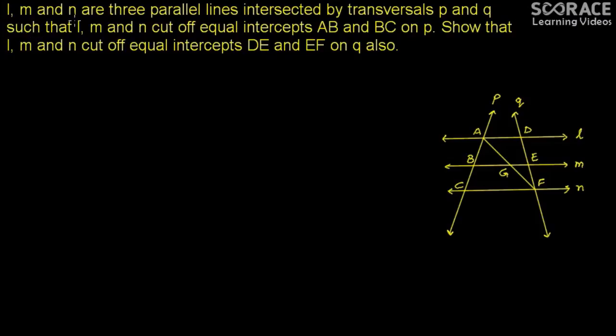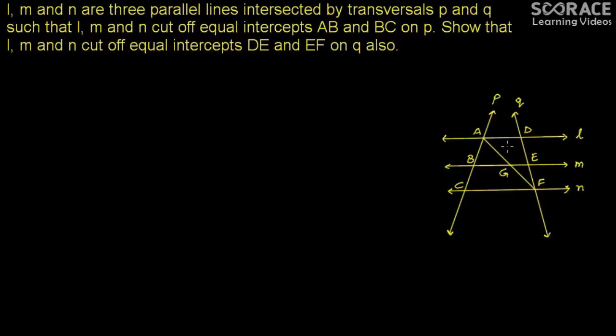L, M and N are three parallel lines intersected by transversals P and Q such that L, M and N cut off equal intercepts AB and BC on P. Show that L, M and N cut off equal intercepts DE and EF on Q also.